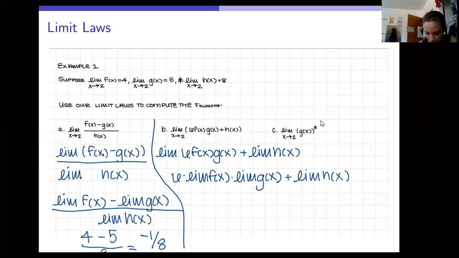So now all we have to do is plug in those final numbers. So we've got 6 times 4 times 5 plus 8. So 6 times 4 is, well, 6 times 5 is 30. 30 times 4 is 120. So our total is 128.